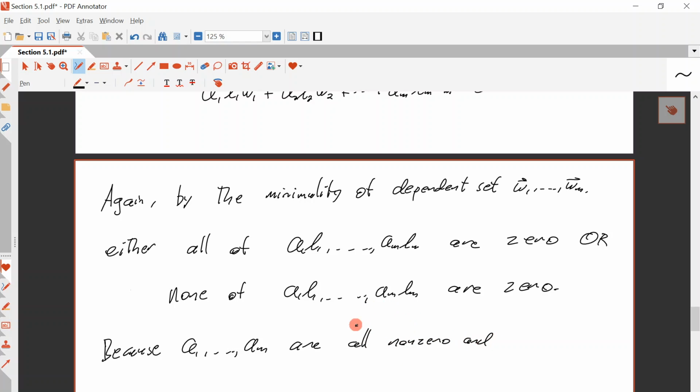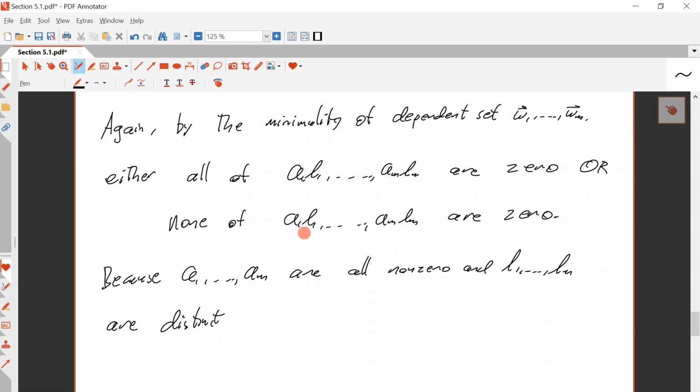And what about the L's? They were distinct. Because, right, the A's are all non-zero and the L's are all distinct. Well, maybe one of the L's is 0, but it can't be because of that minimality thing. It must be that A1 L1 through AM LM are all non-zero.